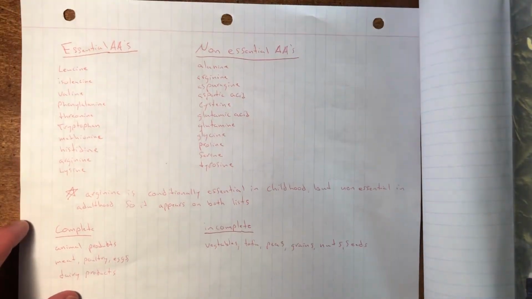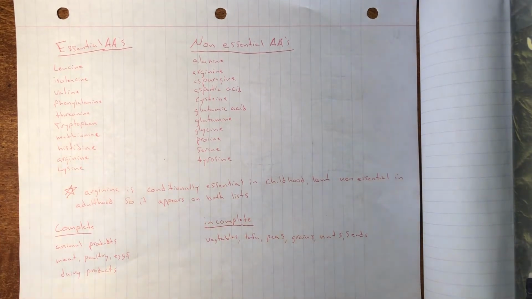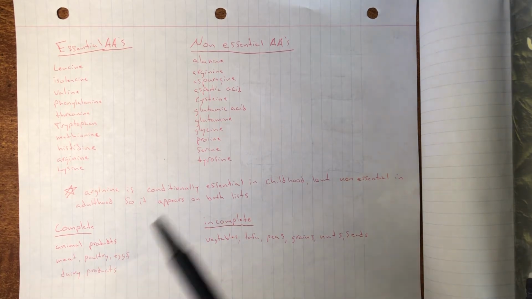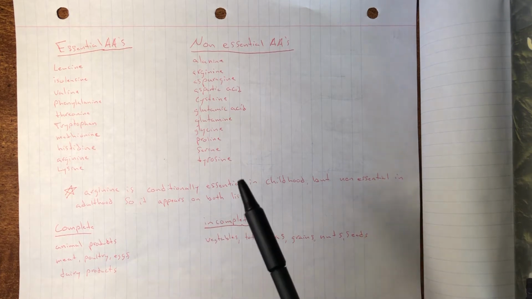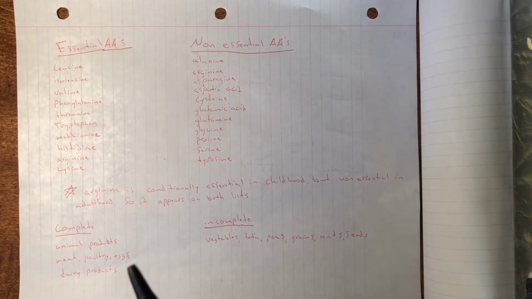We have two different kinds of amino acids: essential amino acids and non-essential amino acids. Your essential amino acids are the amino acids that your body cannot synthesize on its own. It can't make them on its own, so you have to get them from your diet. The non-essential amino acids your body can synthesize on its own.